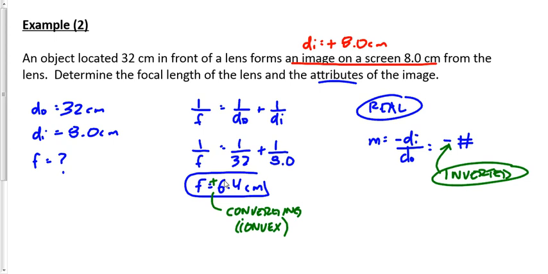And finally, if the value of DI is smaller than the value of DO, then the magnification must be a number that's less than 1. And if it's less than 1, then it must be a smaller image. So we've got an image here that is inverted, smaller, and real. We know it's inverted because it's a negative magnification. It's smaller because the image is smaller than the object. You can see that right away from our givens. And finally, we know that it's a real image because it's formed on a screen.